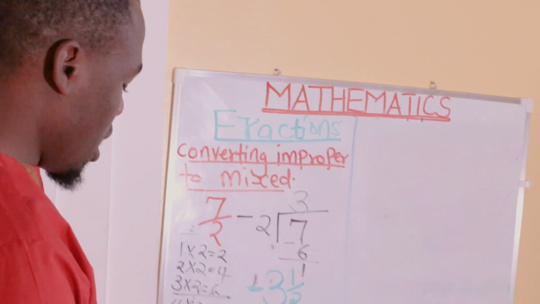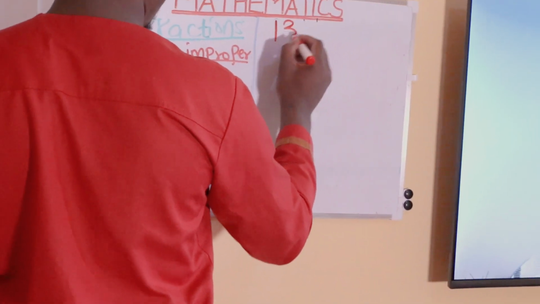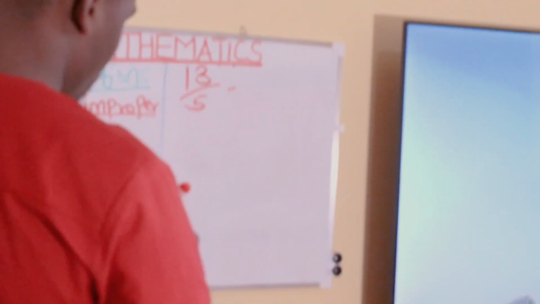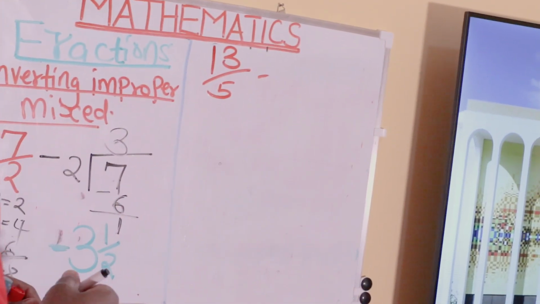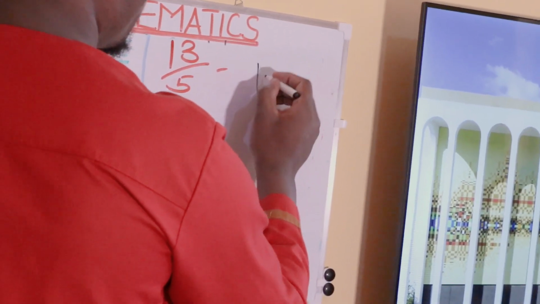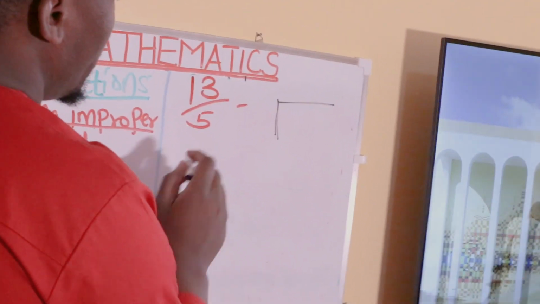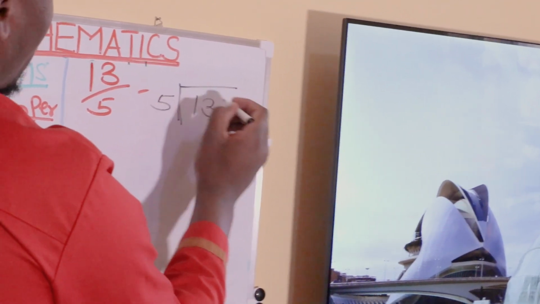We go to another type of improper fraction. For example, 13 out of, let's say, 5. We want to convert 13 out of 5. Now, we still use the long division method, and we put the denominator outside and the numerator inside.